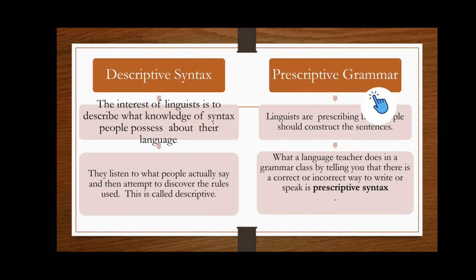Descriptive syntax and prescriptive grammar. What is descriptive syntax? The interest of linguists is to describe what knowledge of syntax people possess about their language. So here, the linguists take interest in the knowledge of syntax people possess. They listen to people and then they discover the rules. They listen to what people actually say and then attempt to discover the rules they use. This is called the descriptive approach or descriptive analysis of syntax.